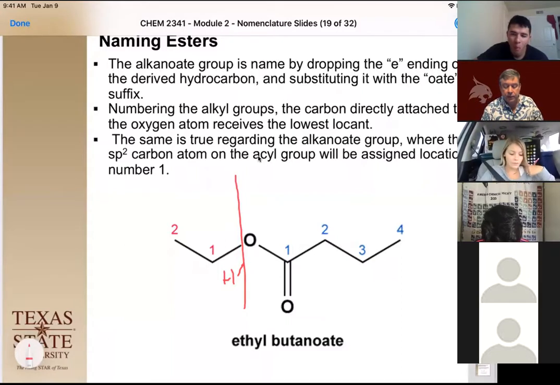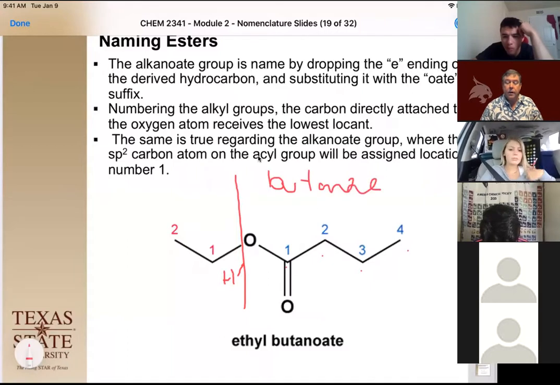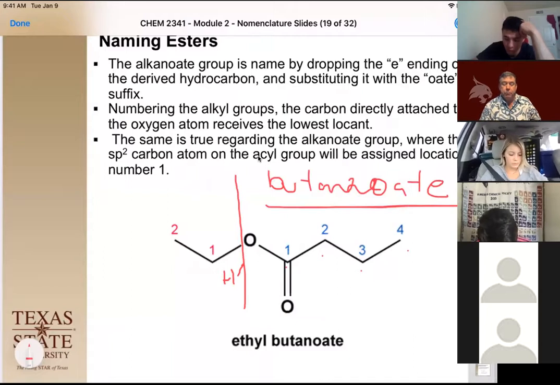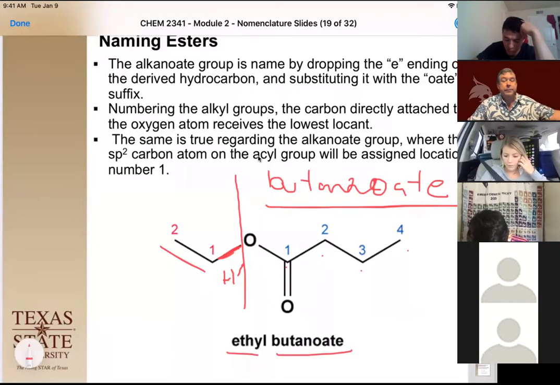Our carboxylic acid has a total of 4 carbons, which makes it butane, right here. But because it's a carboxylic acid, we drop the E and add O-A-T-E because we have an ester. So it's butanoate, okay? Now we look at how many carbons are on the other chain attached to this oxygen. We don't count the oxygen, only the carbons attached to that oxygen. We have a total of 2, and that would be the ethane or the ethyl group. So we have ethyl butanoate, okay?